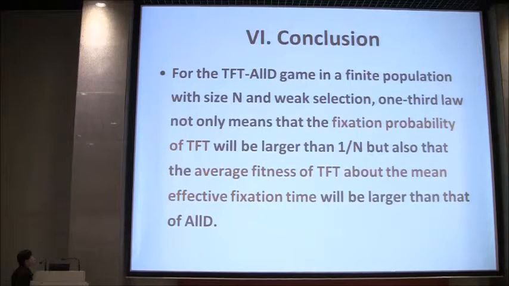So, the conclusion for the TFT or D game in a finite population with size N and weak selection: the one-third law not only means that the fixation probability of TFT will be larger than 1 over N, but also that the average fitness of TFT about the mean effective fixation time will be larger than that of all D. So thank you.